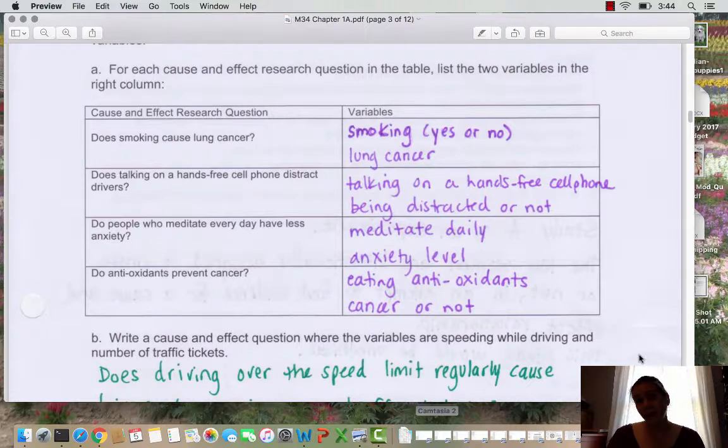Do people who meditate every day have less anxiety? So here the variables that we're measuring would be whether they meditate daily or not. And then again, we'd have to find a way to measure the level of anxiety. That would come up in the research design of the survey: how are we going to measure anxiety and determine their anxiety level, or just whether or not the person has anxiety. Do antioxidants prevent cancer? There the variables would be eating antioxidants and then whether the person developed cancer or not. And that would be a pretty tricky study to design. So it'd be interesting to think about how you would design that study and how you would define antioxidants.